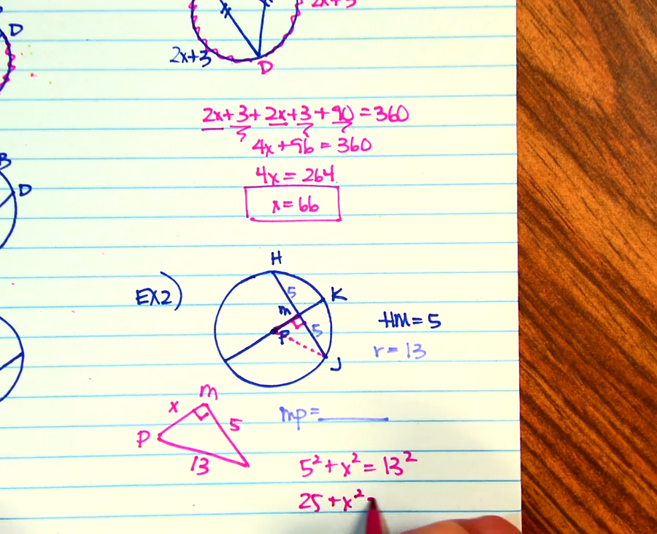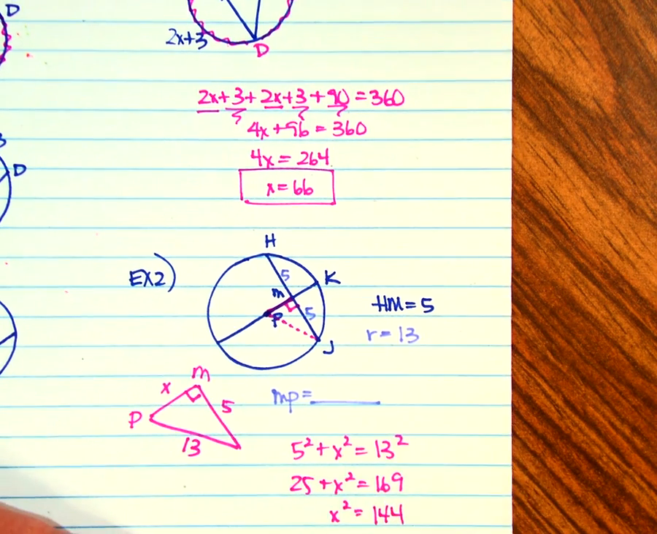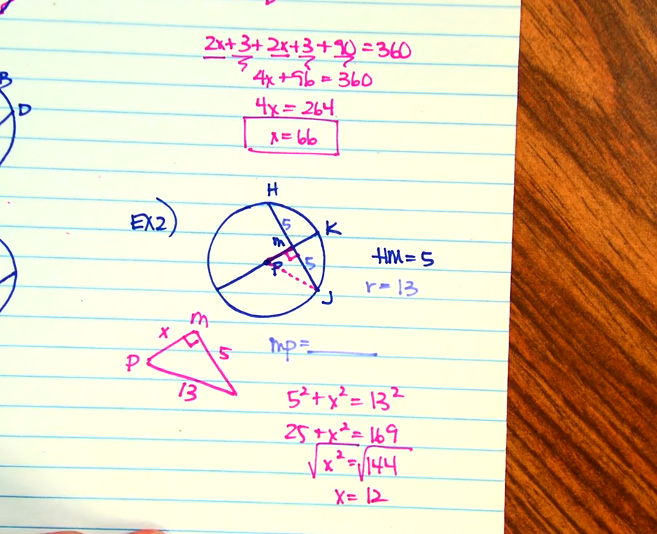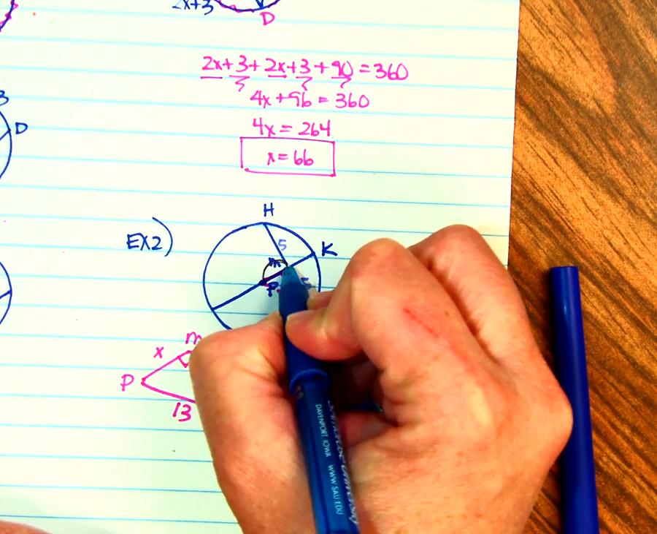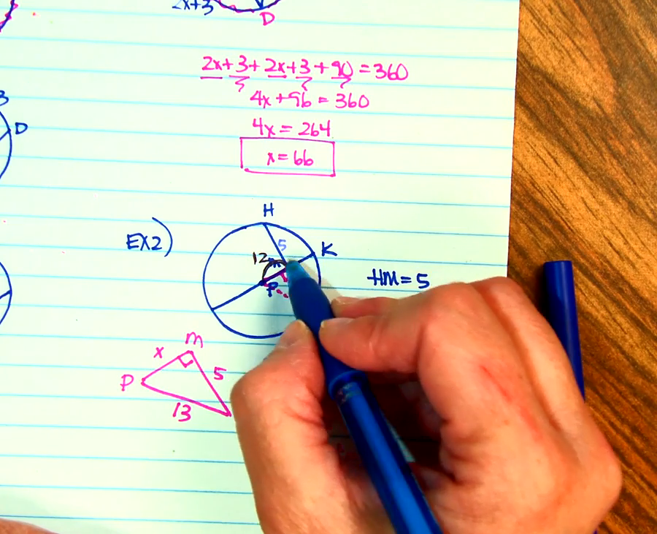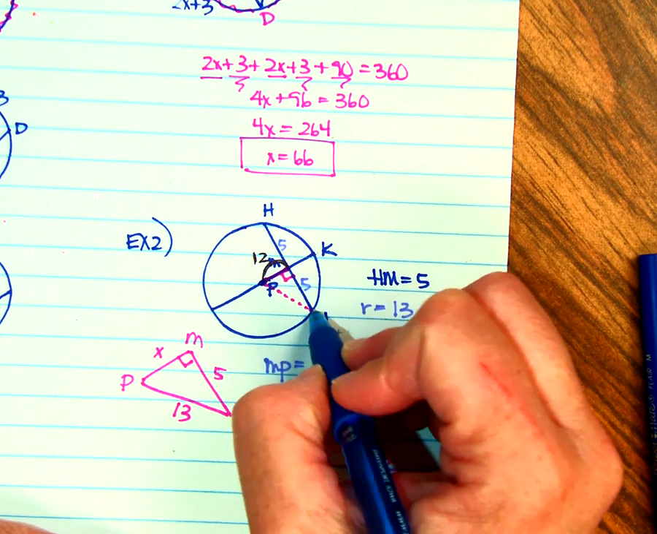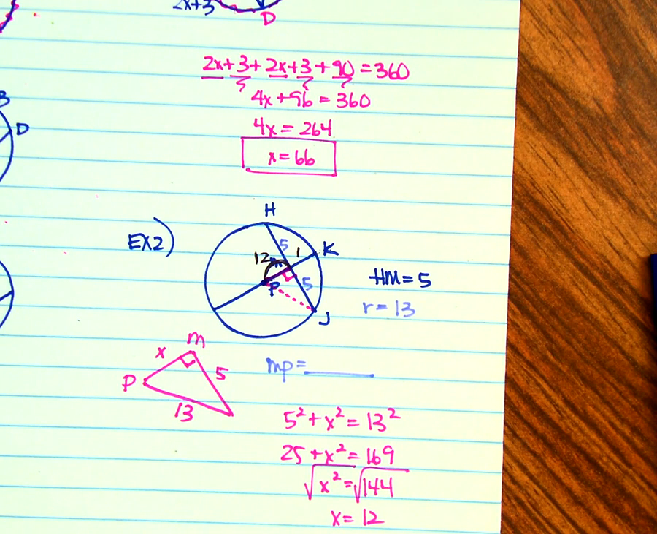25 plus X squared equals 169. X squared equals, I believe it's 144, and take the square root. So X equals 12. So that means that this little piece right here is going to be 12. So then how long is MK? Well, PK is also a radius of 13, so that means MK would equal 1. Some ways of using all the properties of chords and arcs.